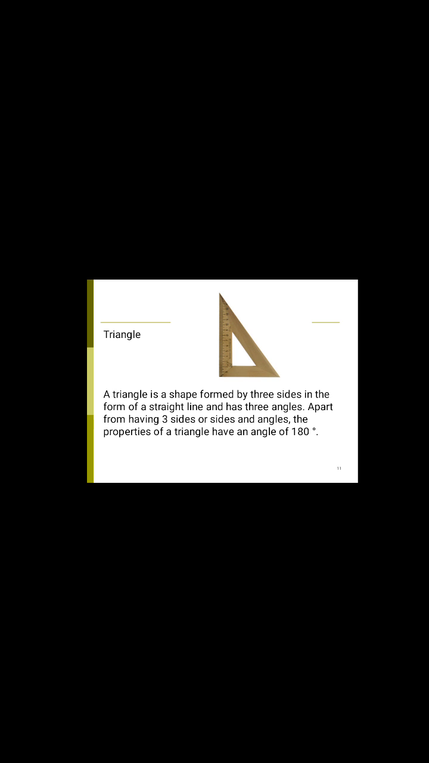Triangle. A triangle is a shape formed by three sides in the form of a straight line and has three angles. Apart from having three sides and angles, the properties of a triangle include that the sum of its angles is 180 degrees.